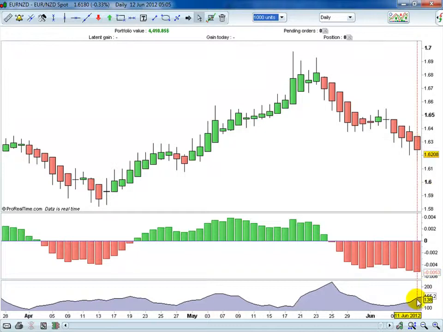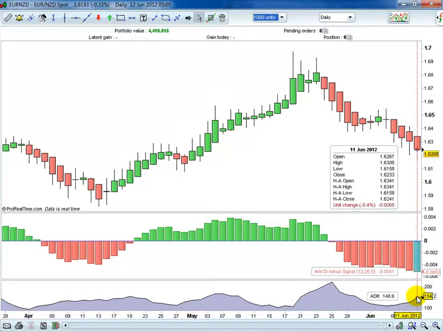I'm getting that by just hovering my cursor here on the daily bar on the ADR indicator in question, which by the way is a custom indicator I've built for the Pro Realtime platform. And if you happen to use the Pro Realtime platform and you want the coding for it, I'd be more than happy to send it to you. Just email me via frank@forexmentor.com.